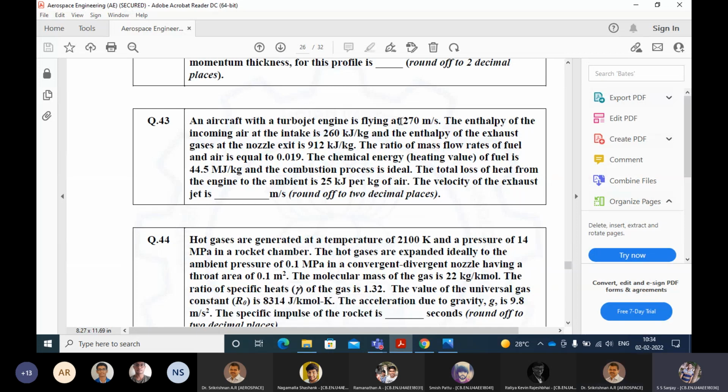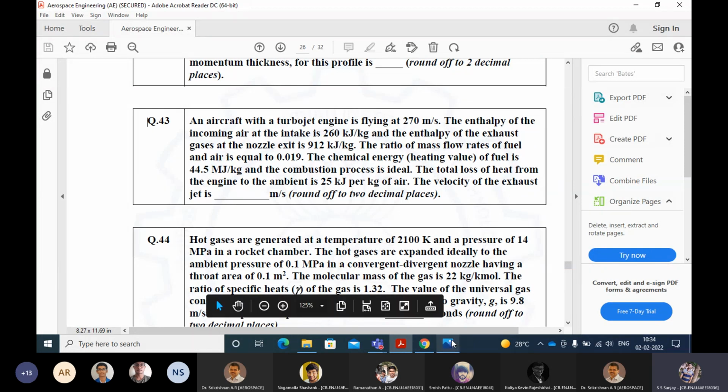So, sir, they have given the inlet velocity and the intake enthalpy, and the exhaust enthalpy is also given. And they've given m dot f by m dot a, that is the fuel to air ratio, and they have given the calorific value of fuel. And the loss of weight is given. They're asking the exhaust velocity of the jet. Sir, I tried to solve this using the energy equation.